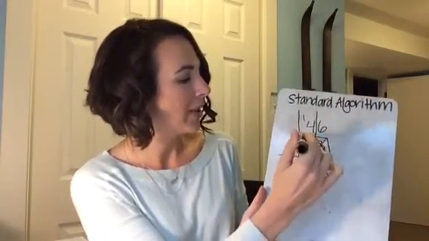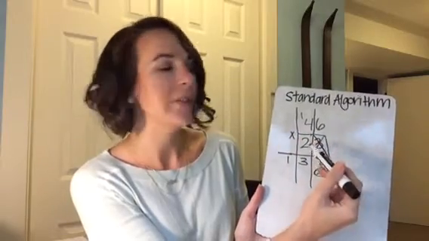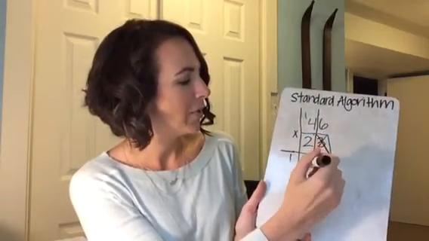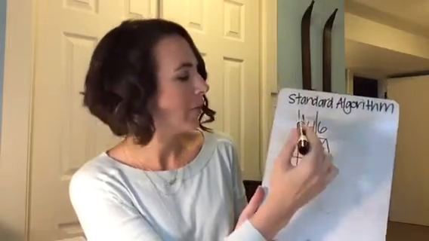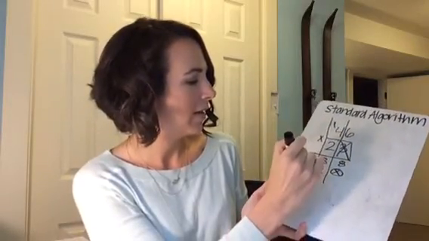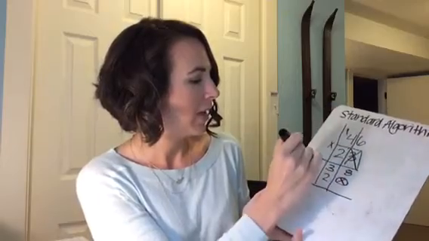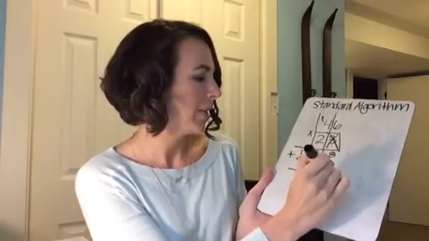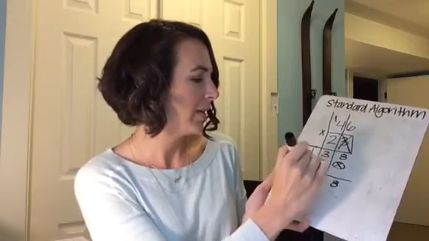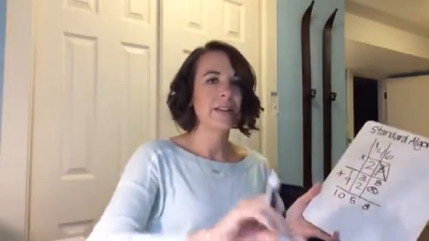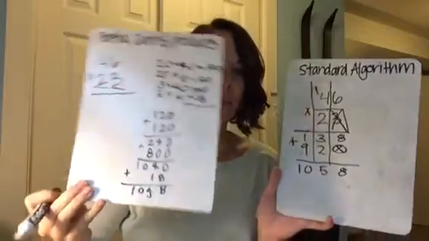So now let's focus on this tens place over here, the 2. So 6 times 2 is 12, carry the 1. 4 times 2 is 8, plus 1 is 9. And then we add these together. 8 plus 0 is 8, 3 plus 2 is 5, 9 plus 1 is 10. And thankfully we got the same answer.